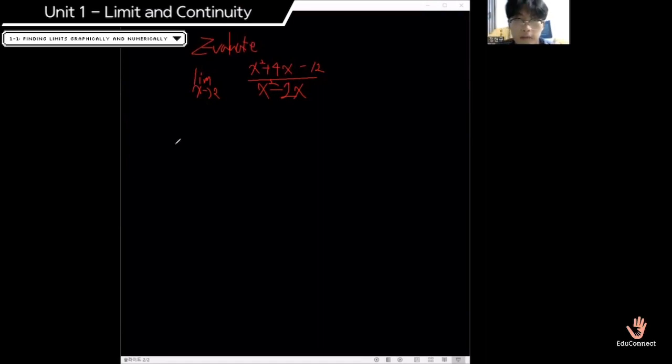In this problem, evaluate the limit as x approaches 2 of x squared plus 4x minus 12 over x squared minus 2x. For this problem, we're going to set up a table of values to see what the value of the function is as we get really close to 2. So we're going to place the 2 right in the center.